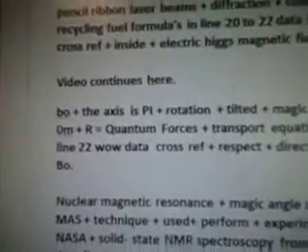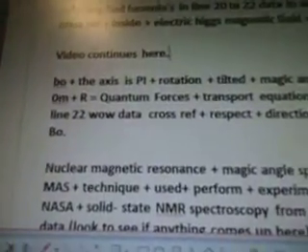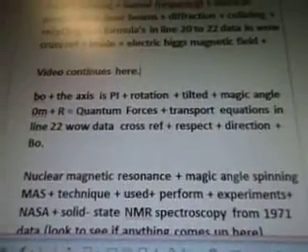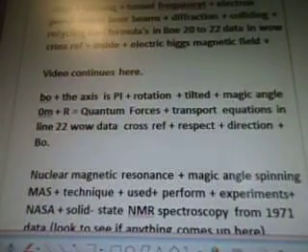There we go. So, the rest of the formula is BO plus the axis in P in pi rotation, tilted magic angle, OM plus R equals quantum forces, transport equations in line 22, while data cross-reference respect direction plus BO.